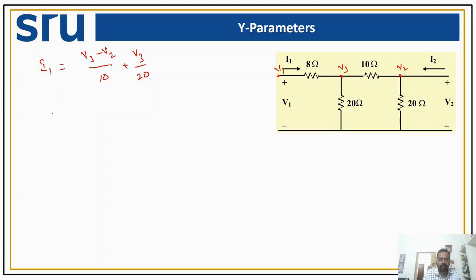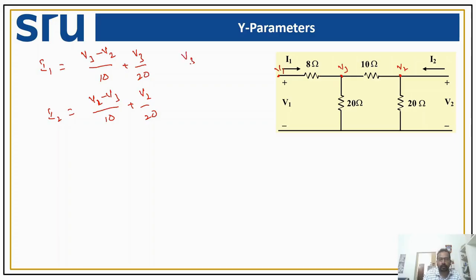What is the second equation we can write? My I2 is equal to V2 minus V3 divided by 10 plus V2 by 20. And if you observe here, we are having 4 variables: I1, I2, V1, V2 and V3. But in the equations, we require V1 rather than V3. So how do we eliminate it?